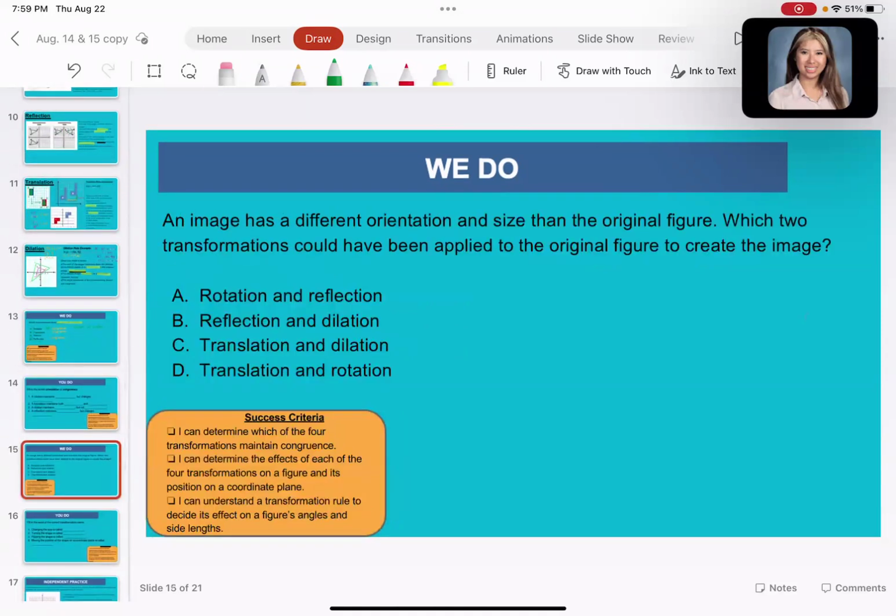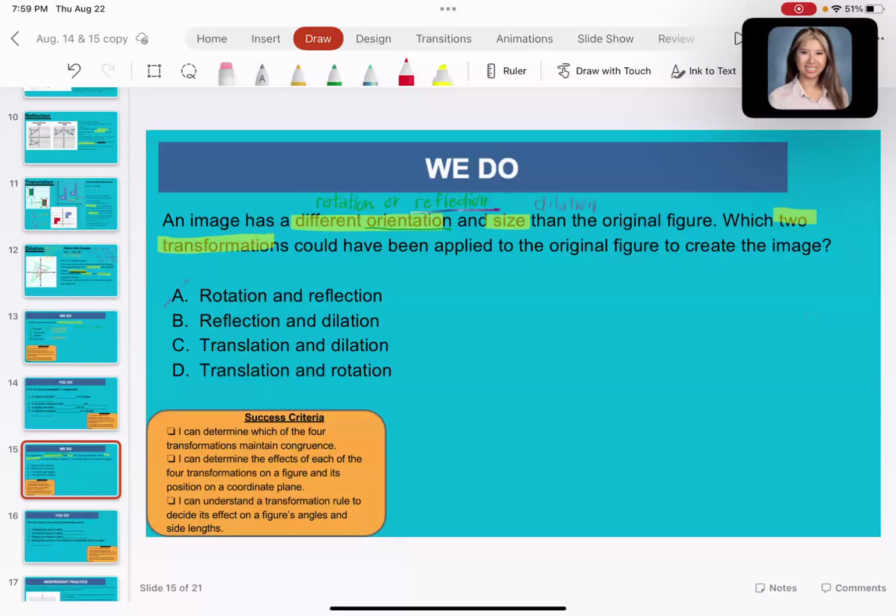Okay, we have the next redo. This one is talking about an image that has a different orientation and size than the original figure. Which 2 transformations could have been applied to the original figure to create the image? So if we're talking about changing orientation, again, we know that's direction or position. We already narrowed it down to either rotation or reflection. In the last problem, our answer was reflection. And then of course, with changing of size, we know that the only one that changes size is dilation.